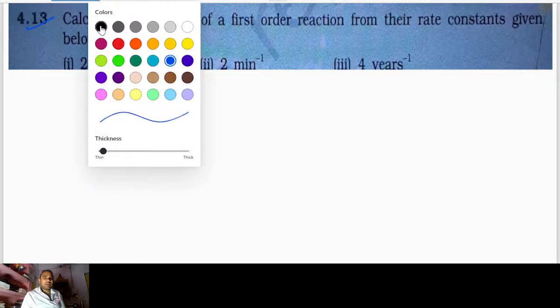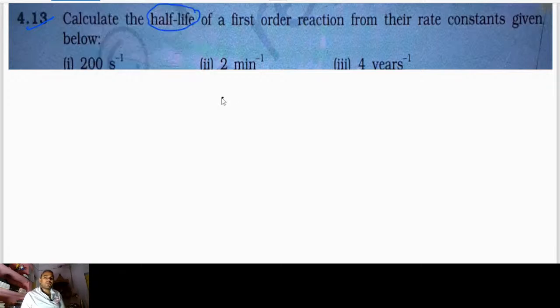Student, they are talking about half life. If I ask you what you mean by half life: when the concentration of something becomes half of its initial concentration, that is called half life. And there is an expression for half life, student. What is the expression? t1 by 2, that is t half, is equal to 0.693 upon k. The rate constant is given.